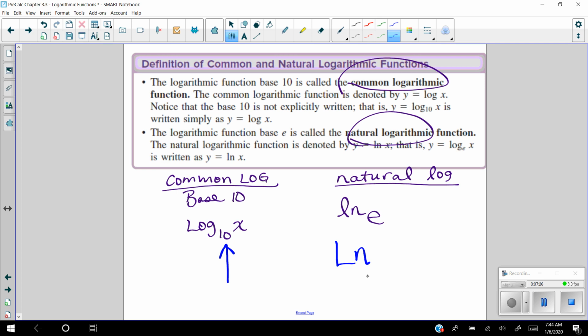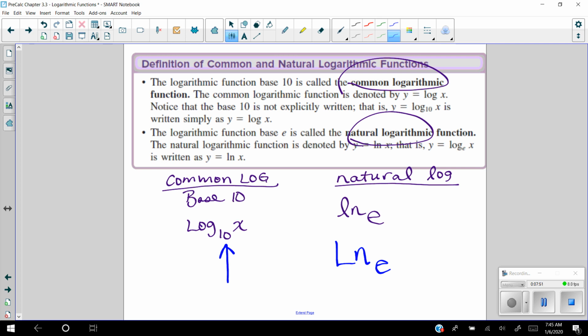So a natural log, we use a different notation. Instead of the log notation, we use ln. And the base is e, the natural base. So remember we looked at e on Friday when we were reviewing exponentials. It's the natural base. So the natural log has a base of e. Okay?